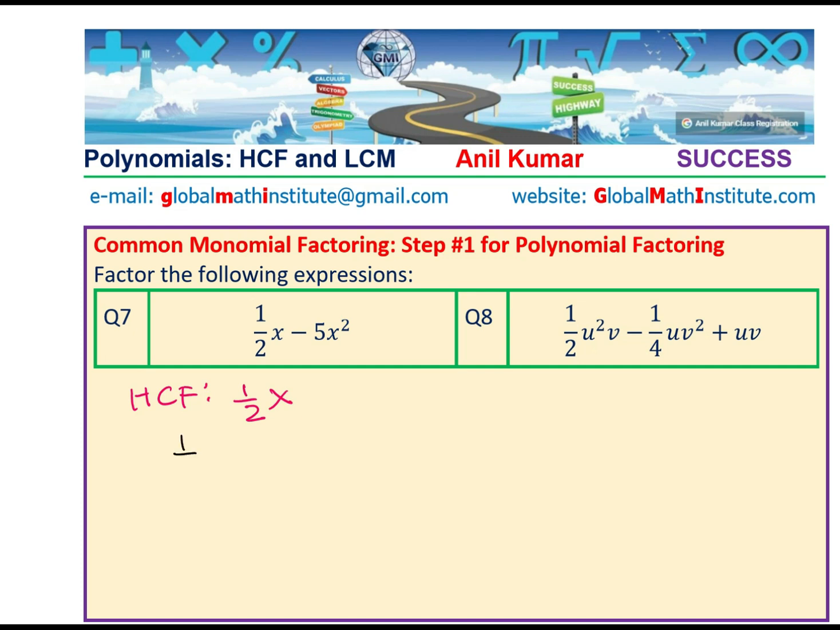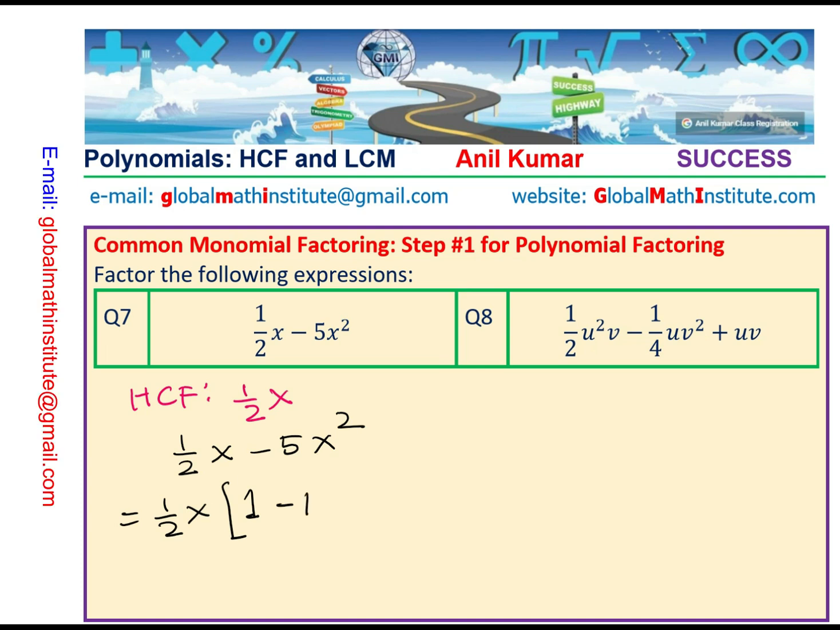So, the question was half x minus 5x squared. We can take half x as common, so nothing remains for the first one. It is just 1, right? Minus. What should be there? 5 by 2 or 5 times 2? We have taken half, right? So it should be 5 times 2, 10. X is taken out, 1 remains, and so that becomes within the bracket.